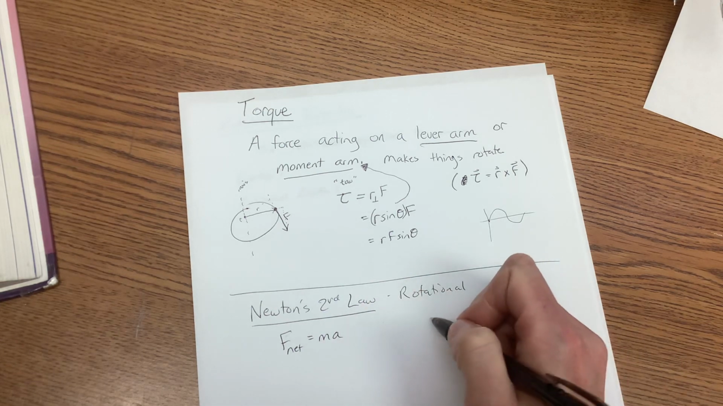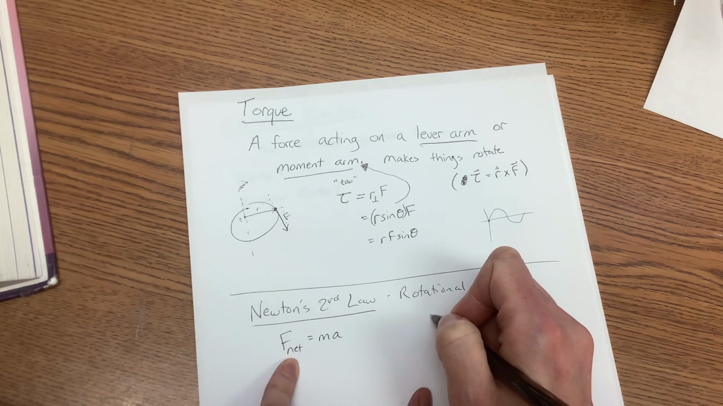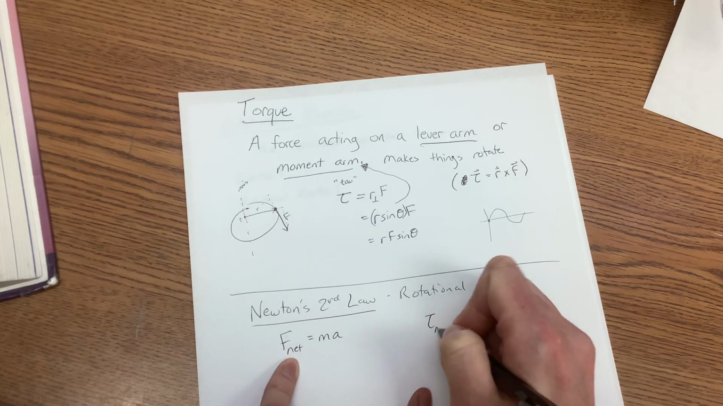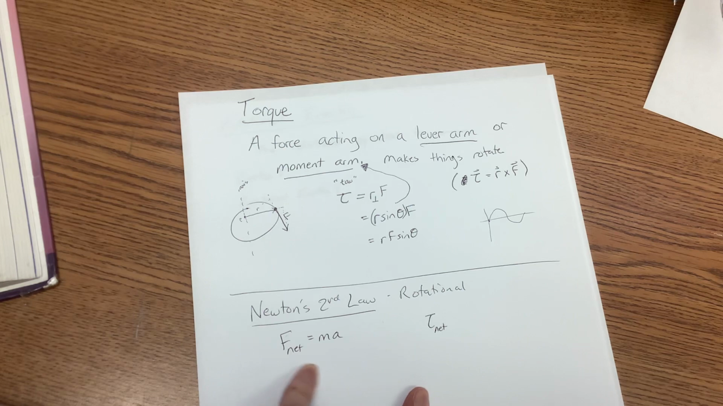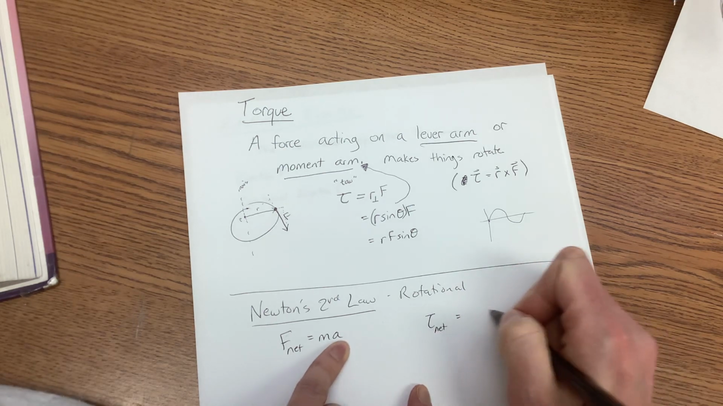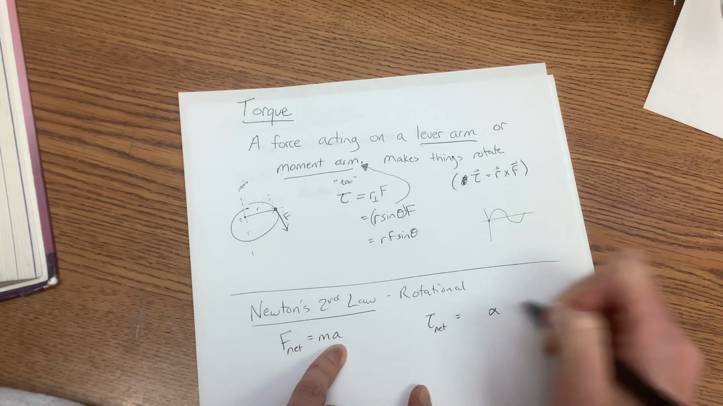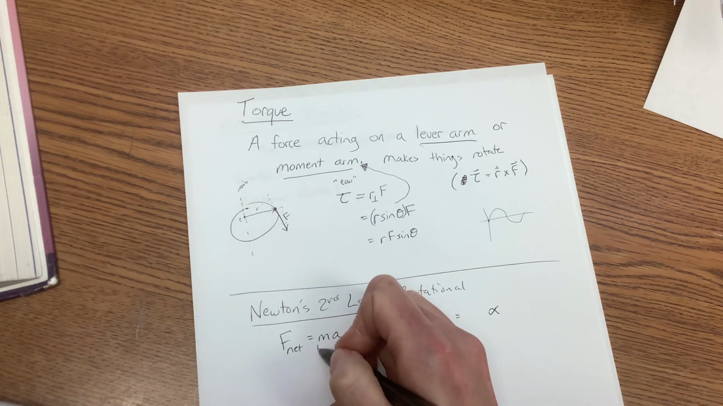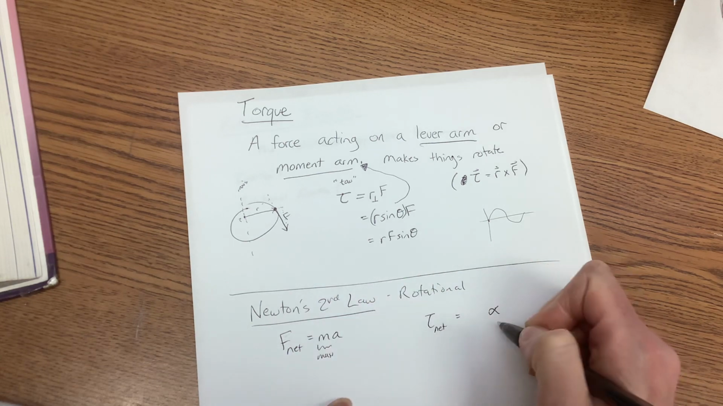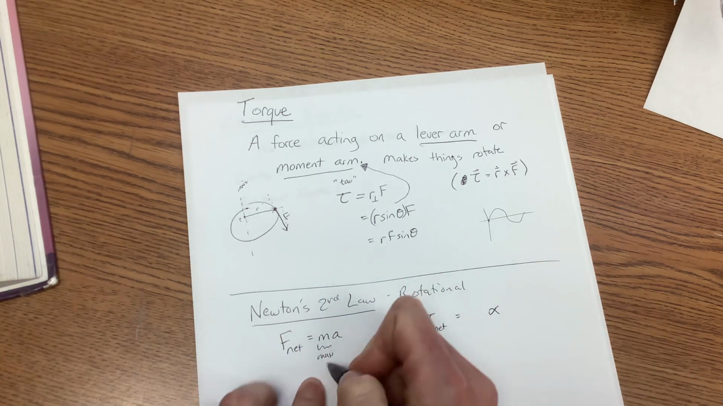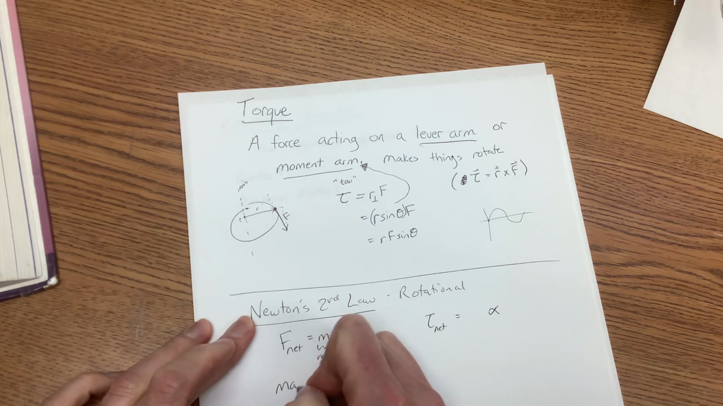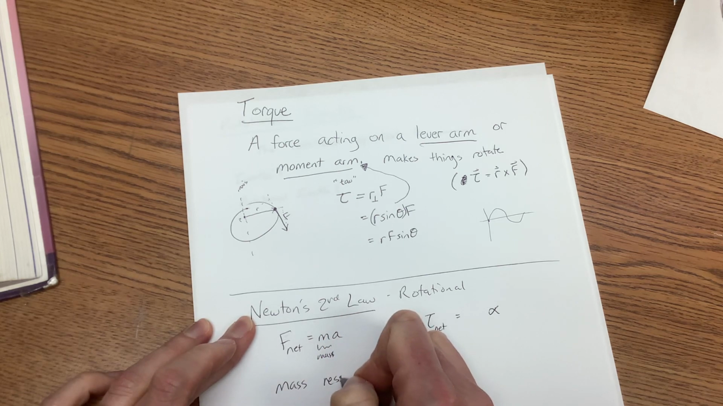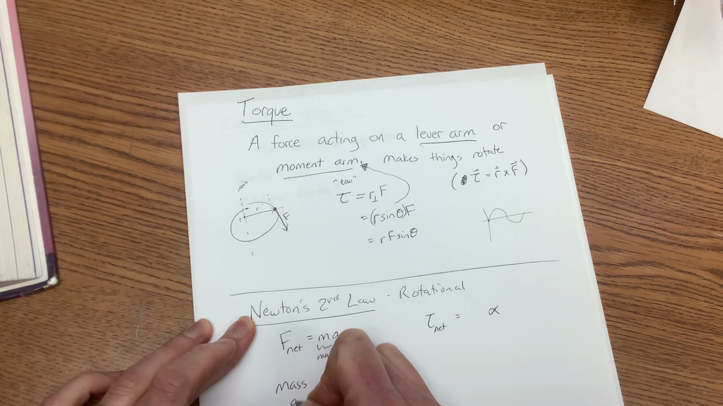Written this way, but instead of F net, we're going to have the torque net, which would be the sum of all the torques. And instead of a, we'll have alpha, but instead of mass, we have to have this other thing. What mass does is resist acceleration. We call it inertia.